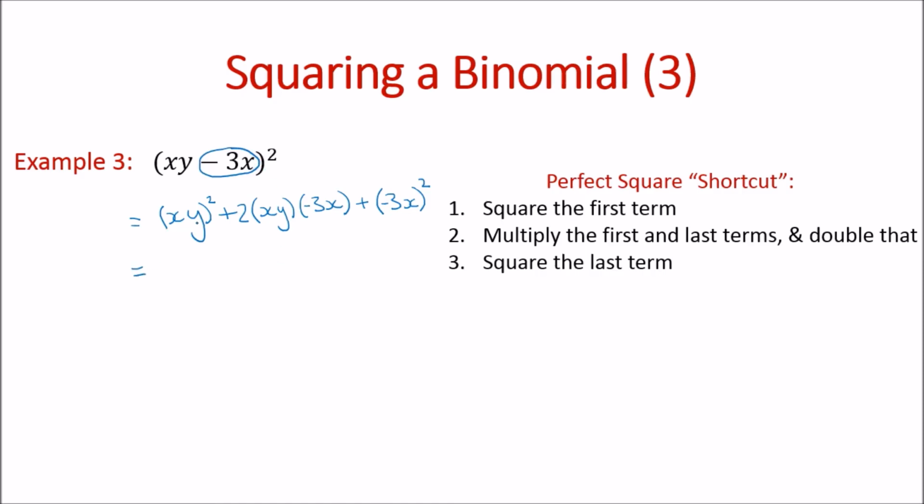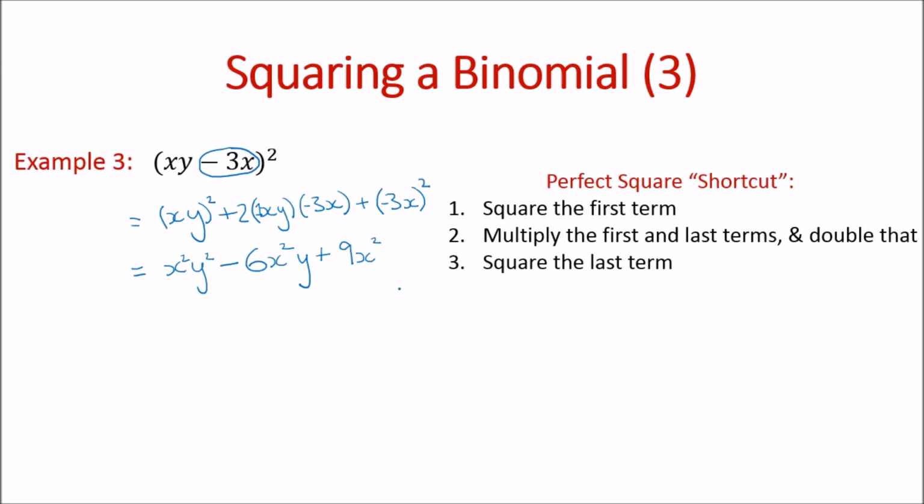So xy all squared means we're doing x squared and y squared. 2 times, now there's a coefficient in here of 1, times negative 3. So here, this tells us we need to have a subtraction sign. So we can go 2 times 1, which is 2, times 3, which is 6. x times x is x squared. And y, there's no second y, so we just are left with that one y here. Plus negative 3x squared means we're doing negative 3 squared, which is positive 9, and x squared is x squared.